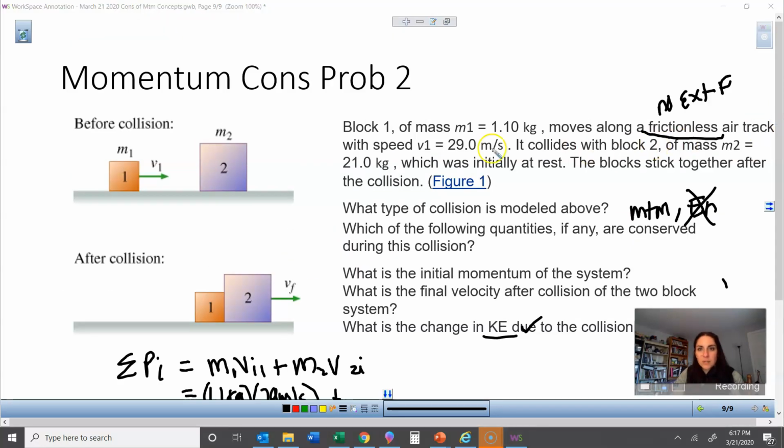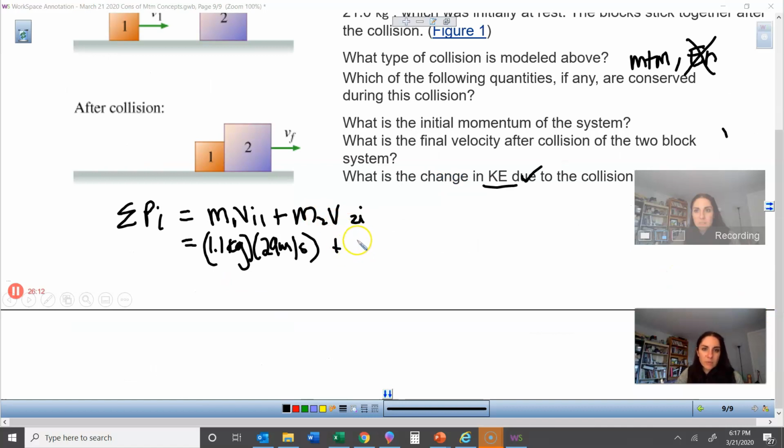Just to do it, this one's even bigger, 21 kilograms, but it's initially at rest. So technically that would be it. But if you want to be a completionist, then this would be 29, right? 21 kilograms times 0.